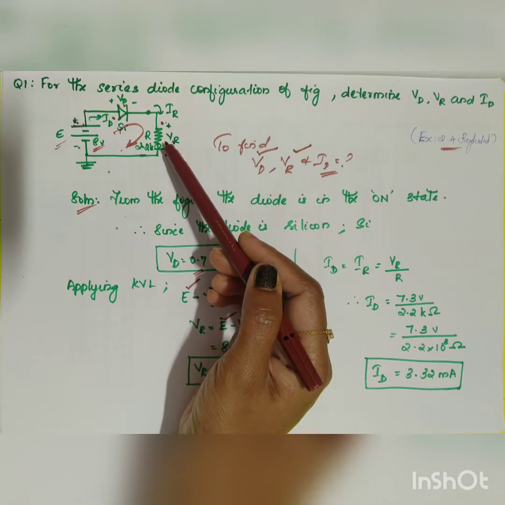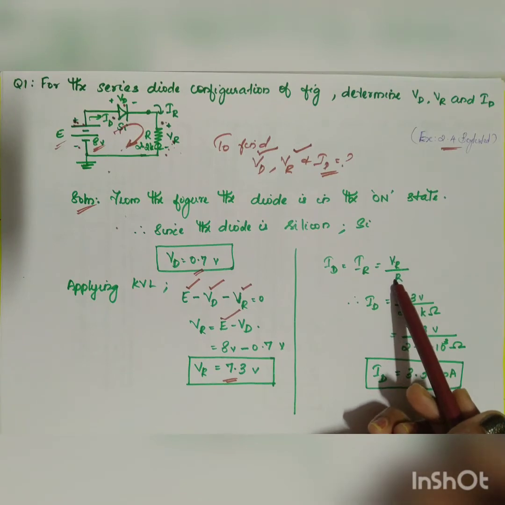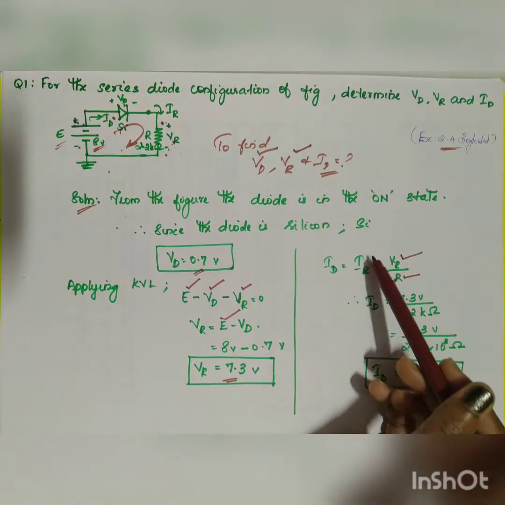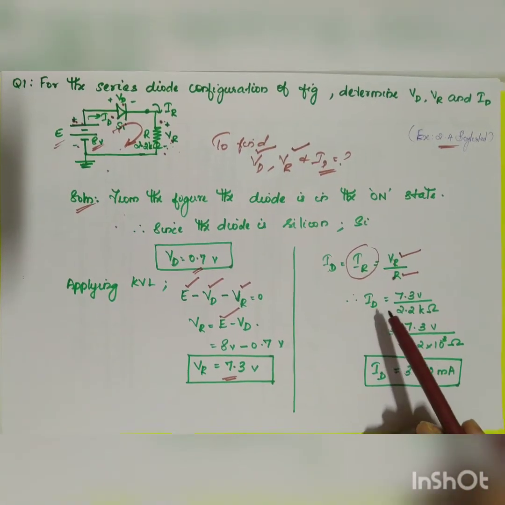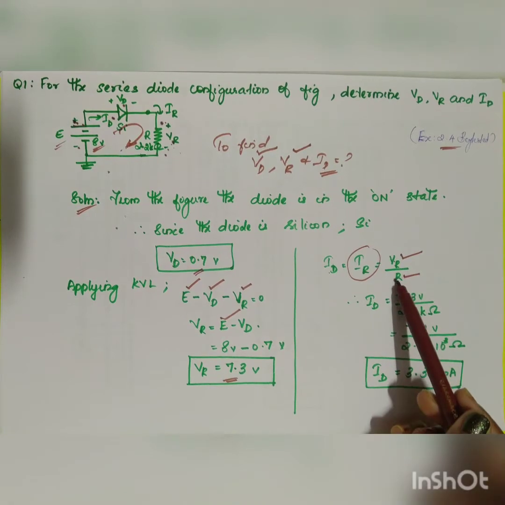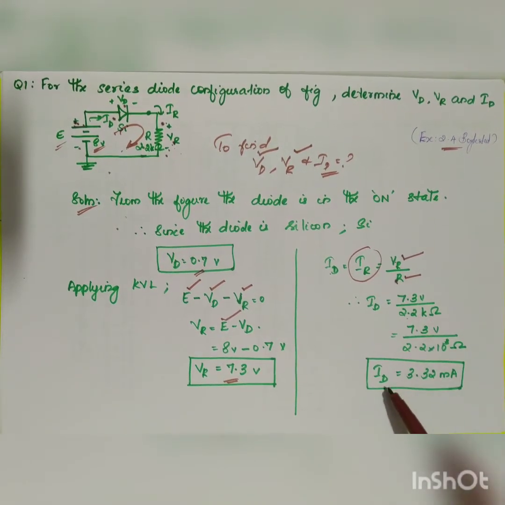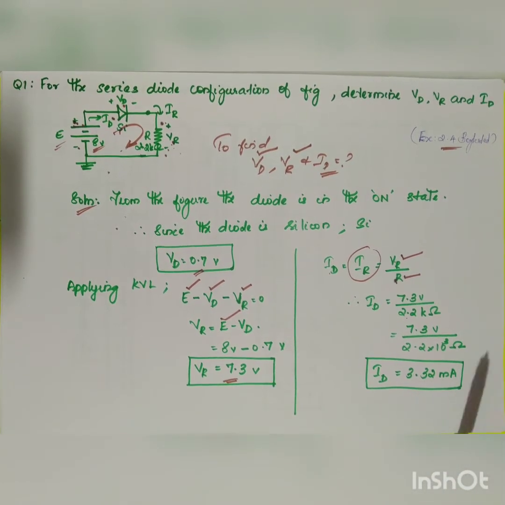What will be your IR? In terms of Ohm's law, V is equal to IR, so IR will be equal to VR divided by R. You know the value for R here and you know VR. Can you calculate IR, which is equal to ID? ID is equal to 7.3 volt divided by R, which is 2.2 K. After solving you will get ID is equal to 3.32 milliampere.